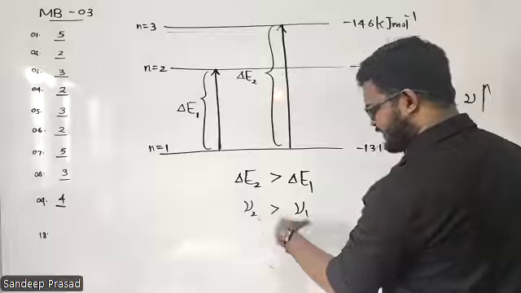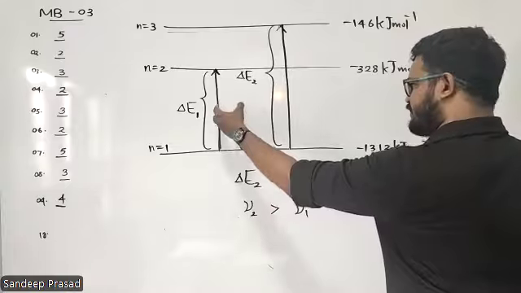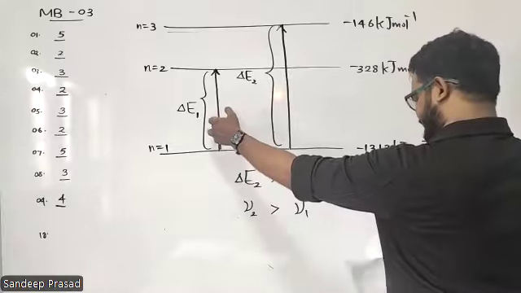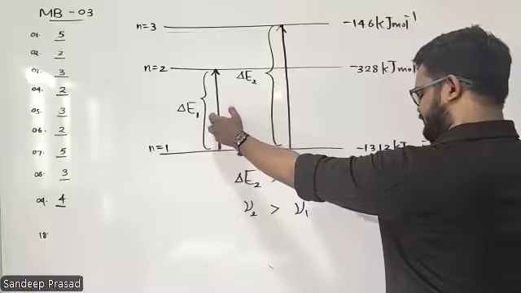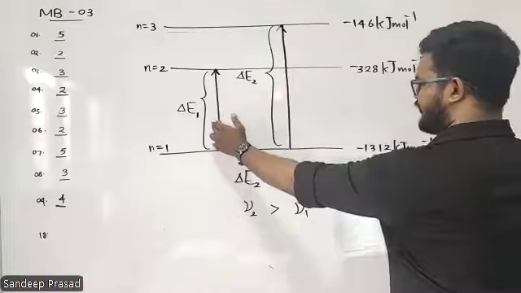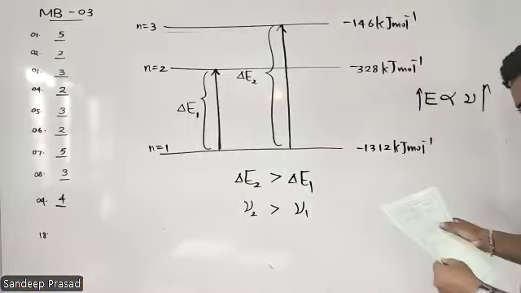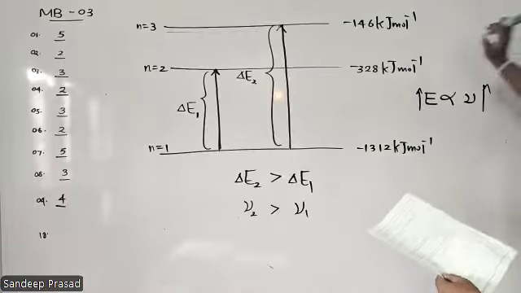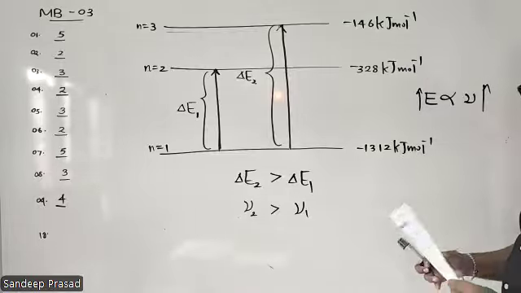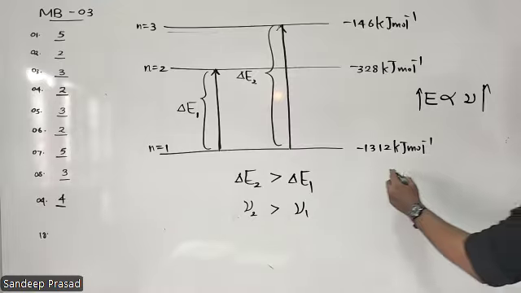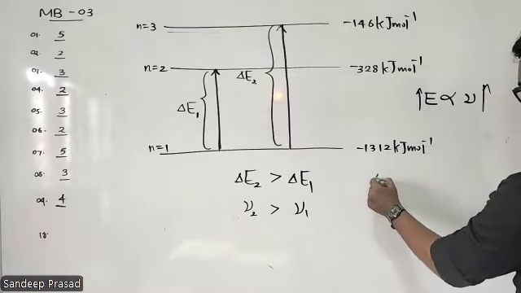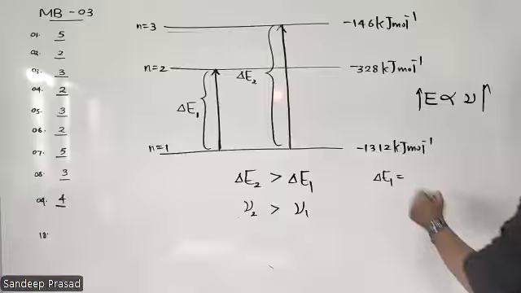So then you have to understand here the minimum frequency is here. Then you have to find out that minimum frequency value. How do you find that? They have given the energy, right? So then I can find delta E1, that is the minimum energy. Delta E1, that value should be.